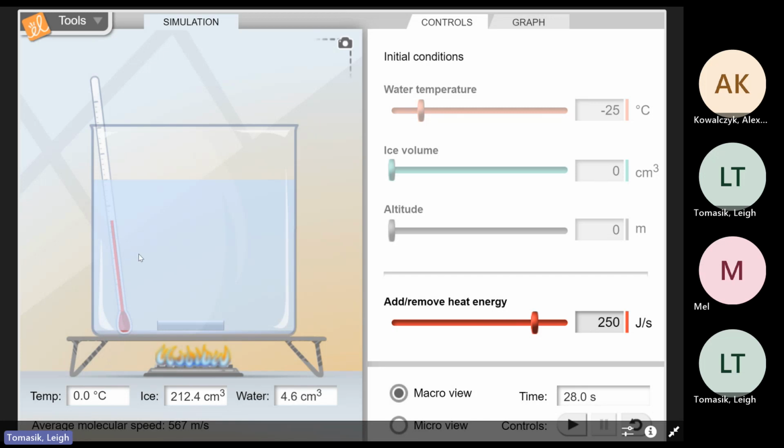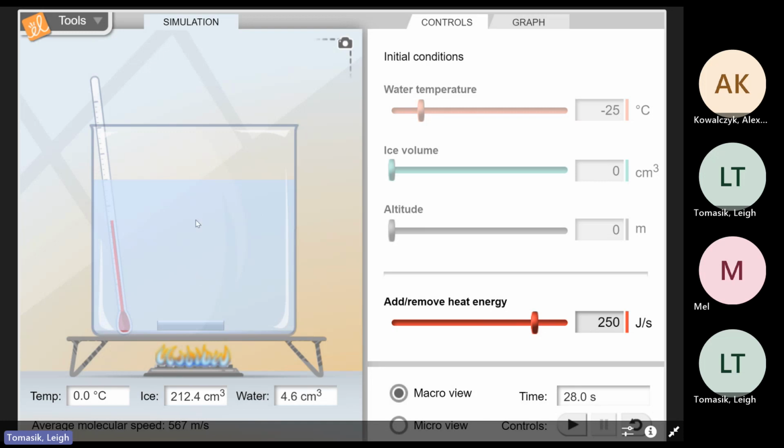So ice is water at 0 degrees Celsius or less, right? We know that there's negative degrees Celsius. So you can make the ice about as cold as you like, right? Temperatures go down to about minus 273 degrees Celsius, right? That's the coldest that anything can be. So you'll notice that it'll go from minus 25 to 0, and then this ice will change into water. It'll go sort of that darker blue color.